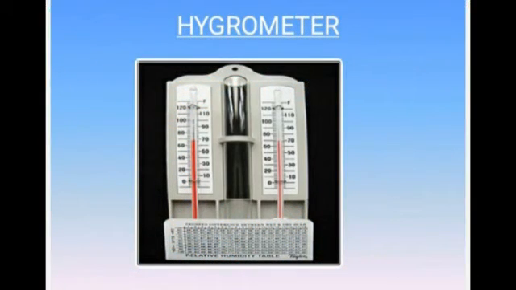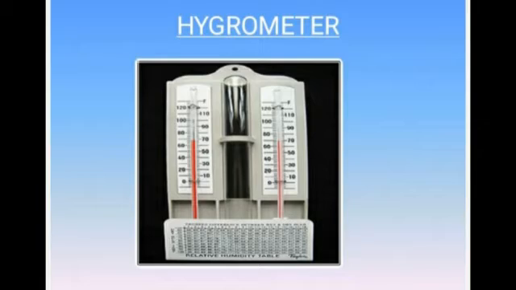Yeah, now what is the name of the instrument? Hygrometer. So this instrument is used to measure the humidity in air, and it is called a hygrometer or wet and dry bulb thermometer. What is the other name for hygrometer? Wet and dry bulb thermometer. So this instrument has two identical thermometers. Can you see in the figure? Yes.